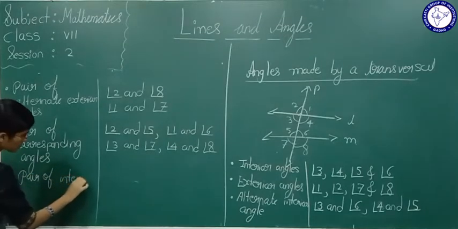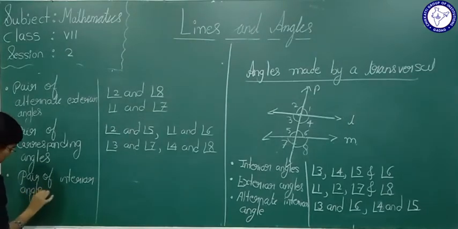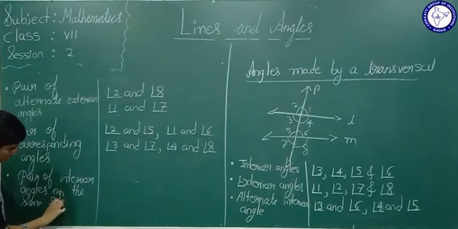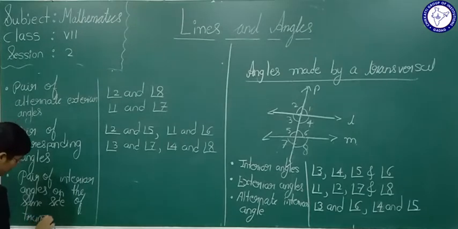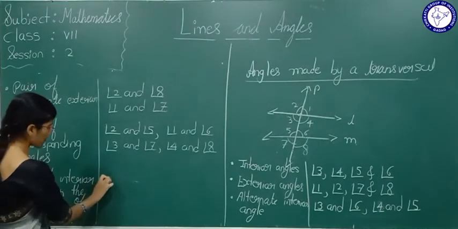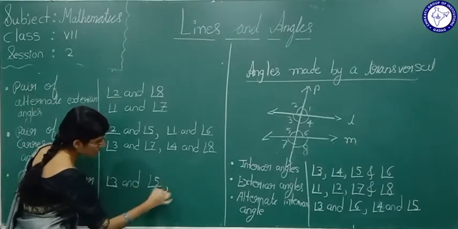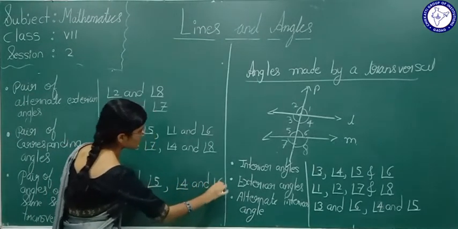Now the next is pair of interior angles on the same side of the transversal. Now see, pair of interior angles on the same side of the transversal here: angle 3 and angle 5, angle 4 and angle 6.